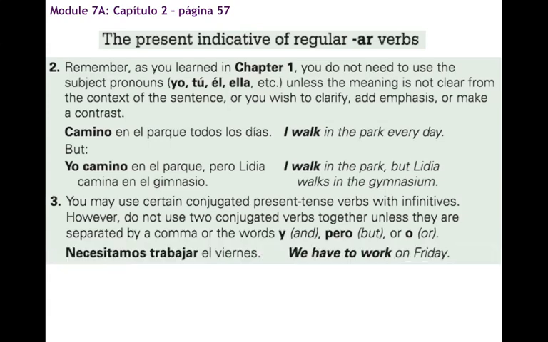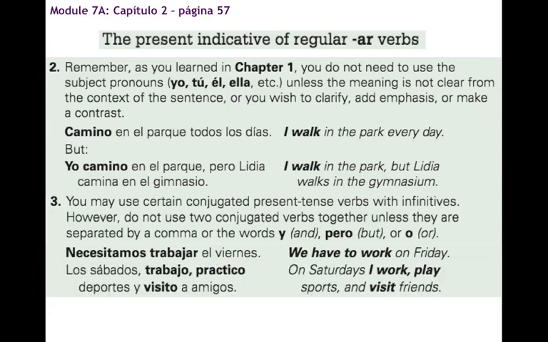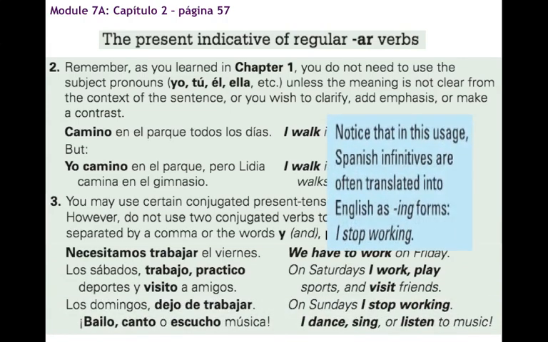Let's look at some examples. Necesitamos trabajar el viernes. Two verbs together. Necesitar is conjugated. Trabajar tags along in the infinitive. Los sábados trabajo, practico deportes y visito a amigos. Three verbs, they're all conjugated, so they have to be separated by something, by commas, a comma, and by and. In our last sentence, los domingos dejo de trabajar, bailo, canto o escucho música.